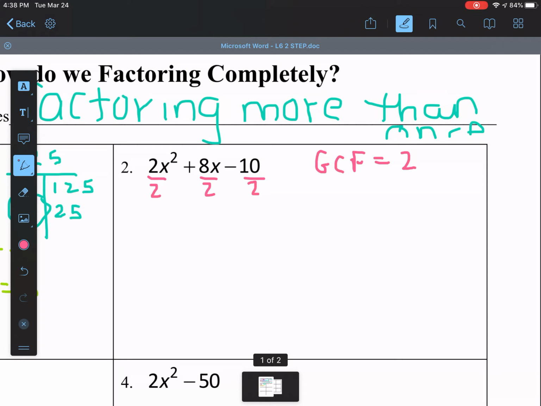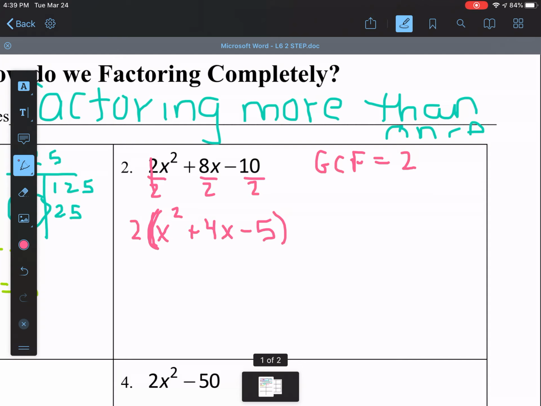Okay, and then we're left with, so the 2 reduces to 1 over here. X squared plus 8 divided by 2 is 4. X minus, and then 10 divided by 2 is 5. Okay, so that's what we're left with when we take out the GCF. So remember, it's still there. It didn't go anywhere, just stepped outside.